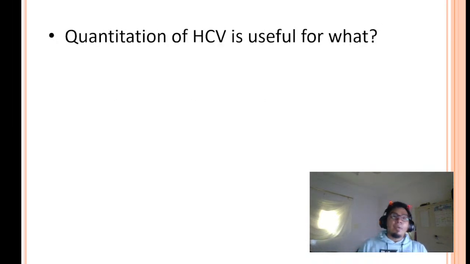But anyway, quantitation of HCV is useful for what? For the determination of the extent of the viremia. Why is it useful? Because we want to see if the patient is capable of surviving the effects or whether or not they require treatment. That's the reason why we need to quantify HCV.